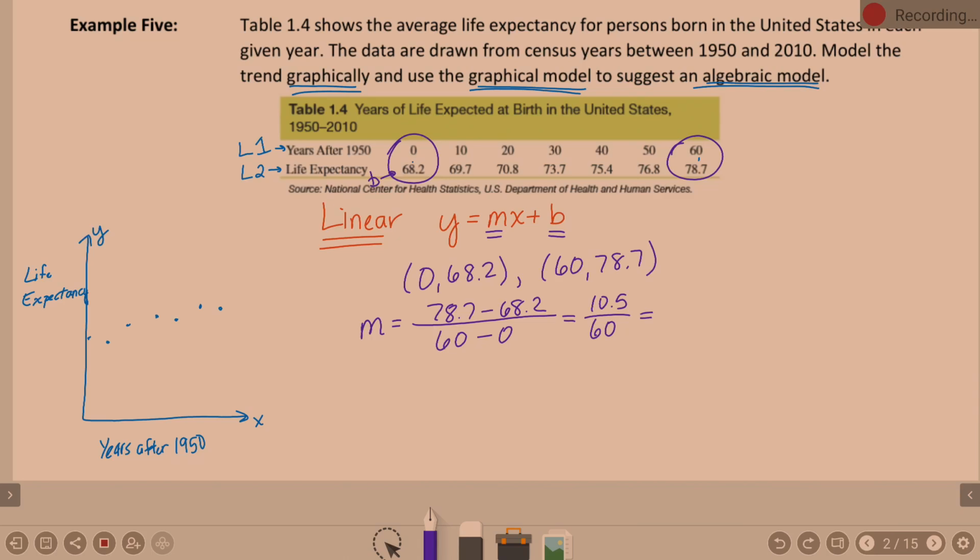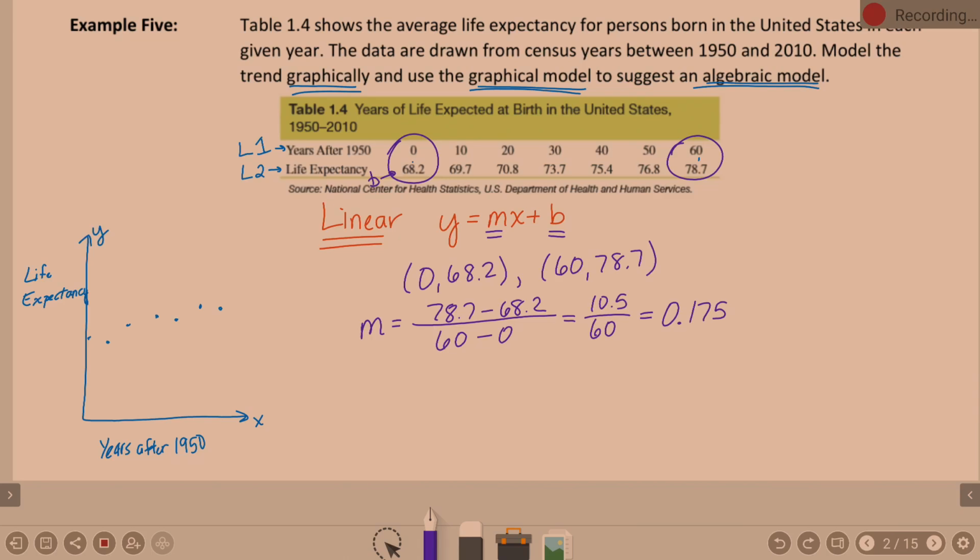7. What was it? 0.175. Okay. Not at all what I heard you say at first. No, that's a fraction. Oh, okay. Yeah, I wasn't going to go fraction. We could go fraction, but this one, it's a nice neat decimal.